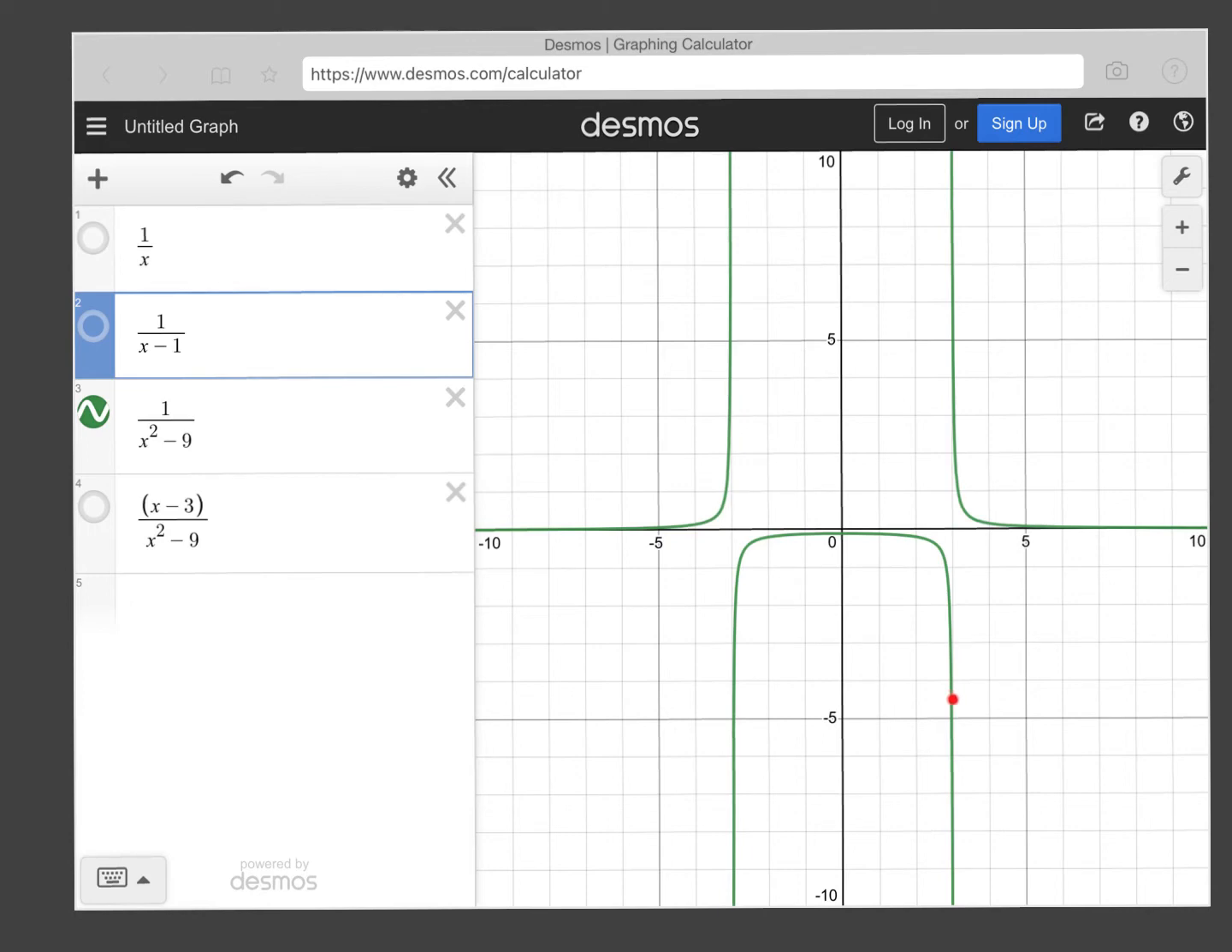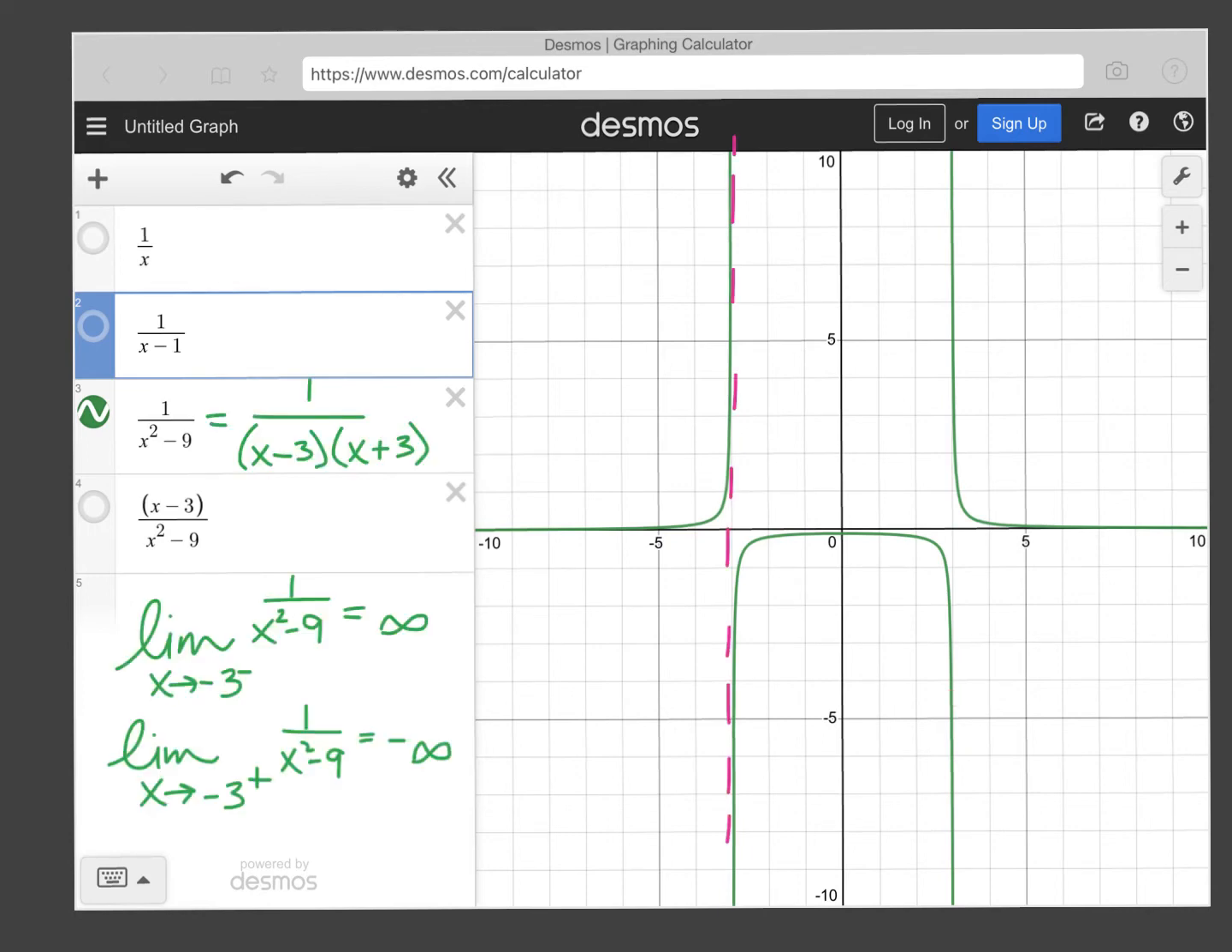Let's see how we can write those with limits. I've sketched the vertical asymptote x equals negative 3 right here, and I've written both the one-sided limits. As we approach negative 3 from the left, we can see that our limit is infinity. As we approach negative 3 from the right side, we can see that our limit is negative infinity. Therefore, the overall limit as we approach negative 3 does not exist.